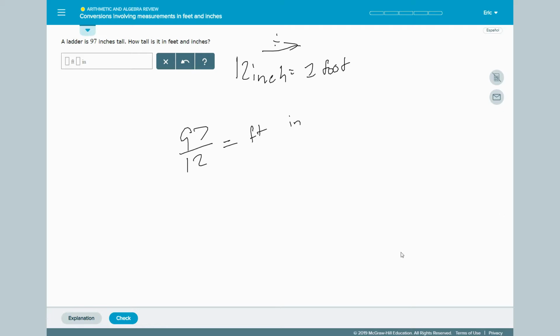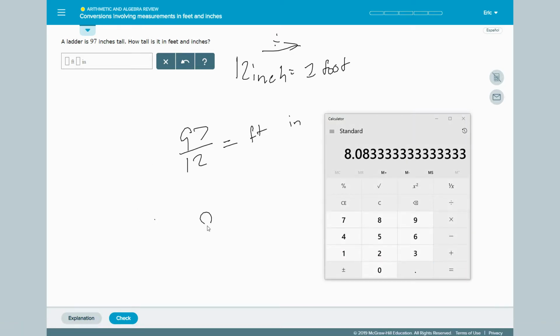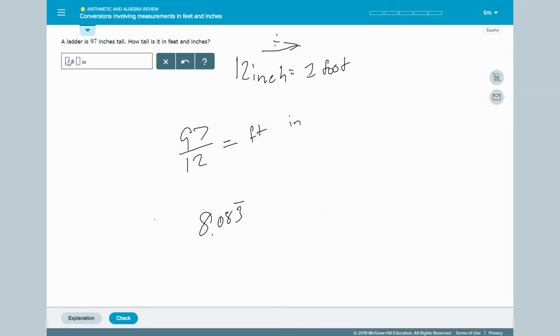Ready? We are going to pull out a calculator, and we get 8.083 repeated. Okay? Let's put that as best as we can into ALEKS. 8.083 repeated.